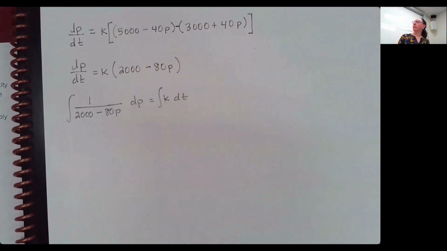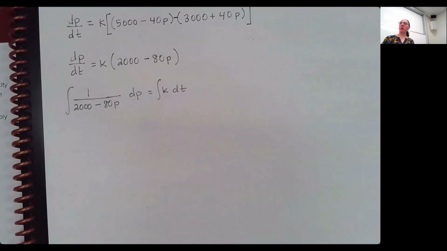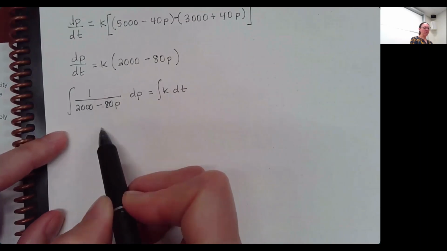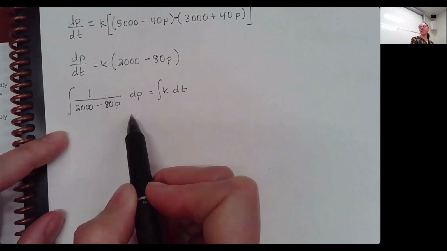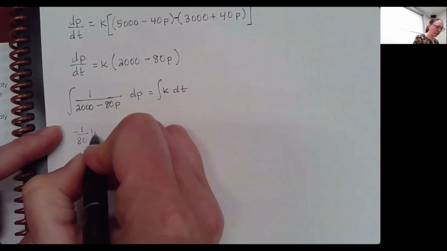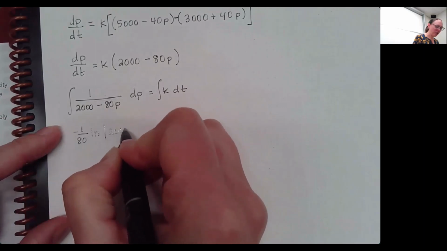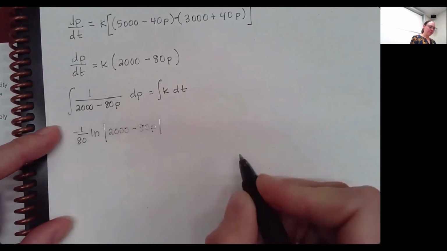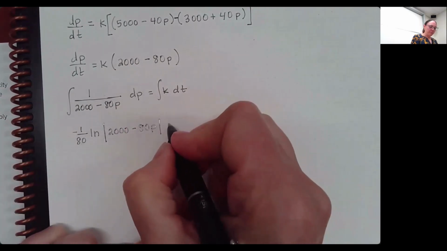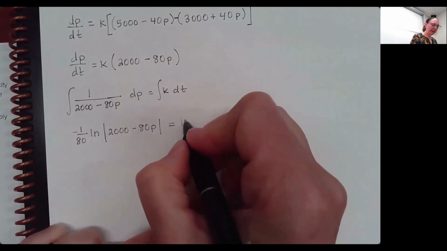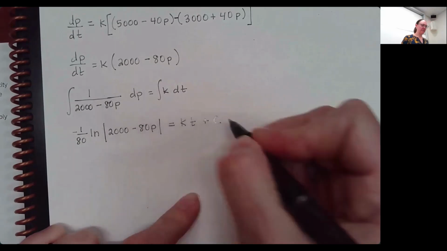So when I integrate the left-hand side, I know I'm going to have a natural log, but I've got to remember to divide by negative 80. Or if you want, you can do a u substitution on this side. Same result's going to happen. Then I'm going to have a negative 1 over 80 natural log absolute value 2,000 minus 80p. And over here, because I have that constant of proportionality, I'm going to have a kt plus a constant.